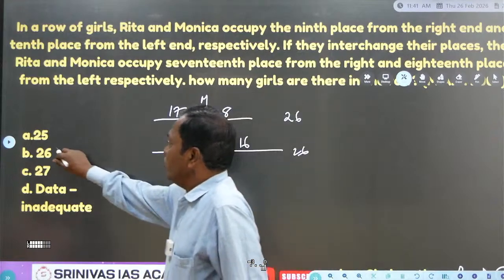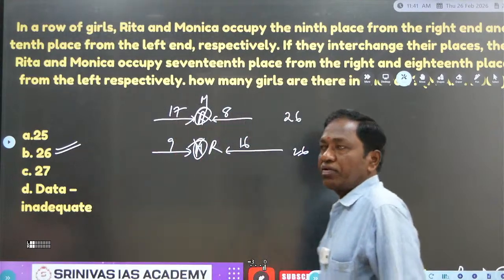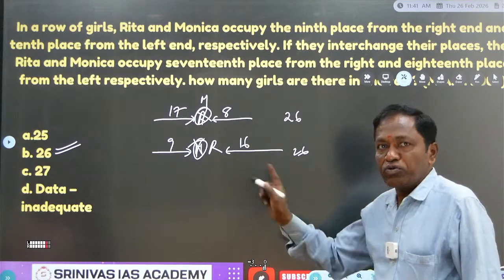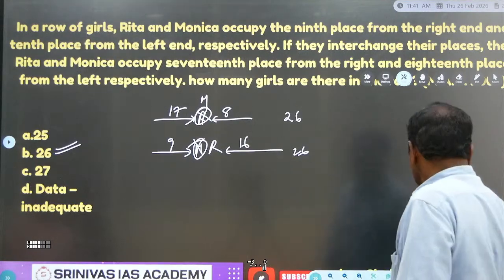What is the size of the row? It is 26. Okay. In a row, there is only one row, as is given in the beginning. Okay. Yes, next.